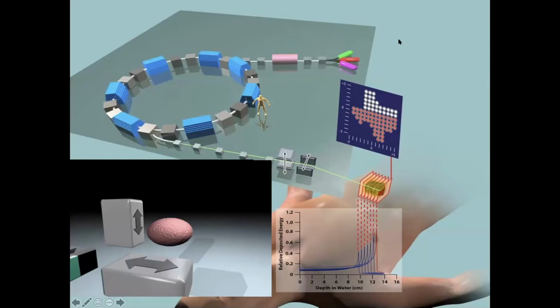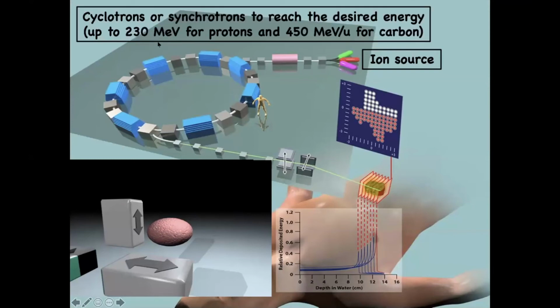So let's put together all the pieces, where we are in our facility. We produce our ion, which could be a proton or a carbon. We need to accelerate the ions in a cyclotron, if you're talking about protons, or a synchrotron for a heavier particle like carbon, to reach the desired energy. The energy we consider, to have the actual range to pass the human body and reach the tumor depth, is up to 200 MeV for protons, and up to 400 to 450 MeV per nucleon for carbon.